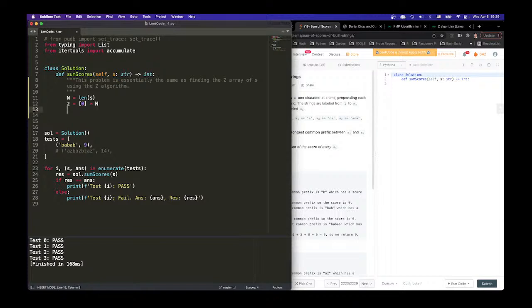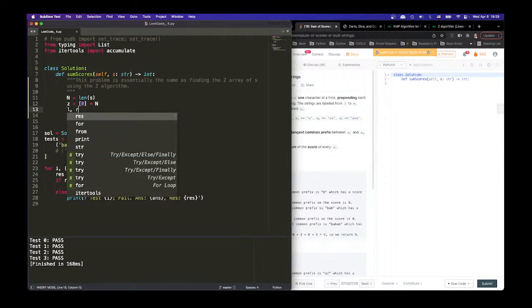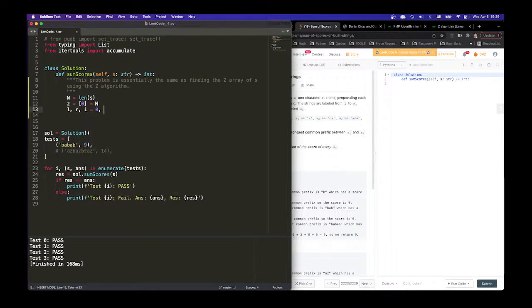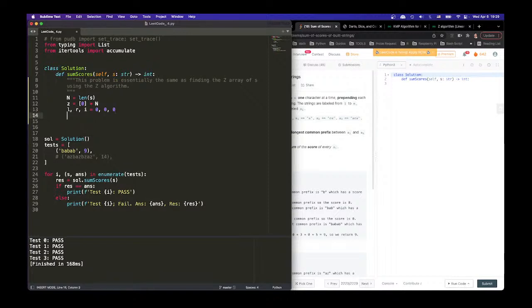Okay, so now we have an L and R, right? So L and R and I. L and R is the range of the prefix, right? So what we need to find is zi from z0 all the way to zn minus 1.